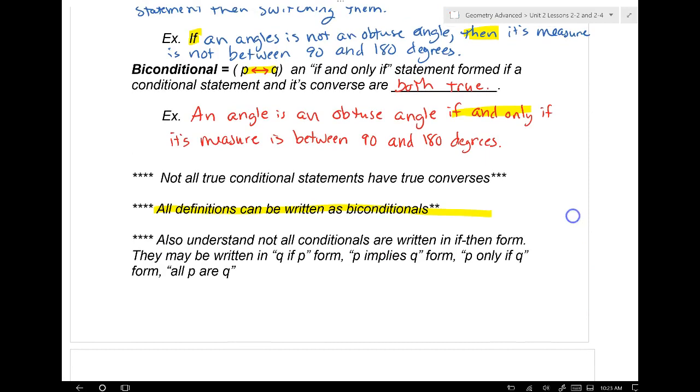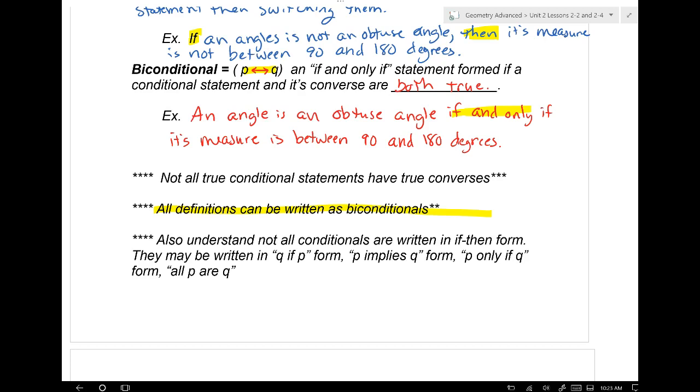All right. Now, also you need to understand not all conditional statements are always written in if-then form. Life would be really boring if every conditional statement was written in if-then form. That's just poor writing, okay? But now I'm going to always ask you to keep it simple.